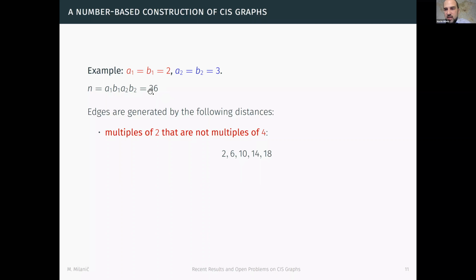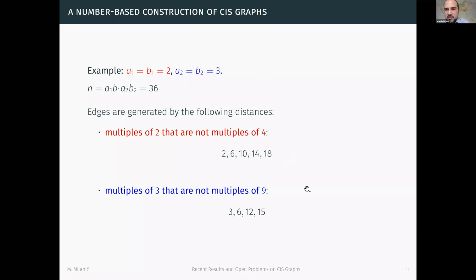It's enough to go to half of the number of vertices because of the symmetry of the circle. We can go on one side or on the other. Notice that we skipped 4, 8, 12, and 16, the multiples of 4. And there is another generator of distances. These are the multiples of 3 which are not multiples of 3 times 3: 3, 6, 12, and 15. We skip 9 and 18, but we take all of these. And if you draw such a graph, you obtain this picture.